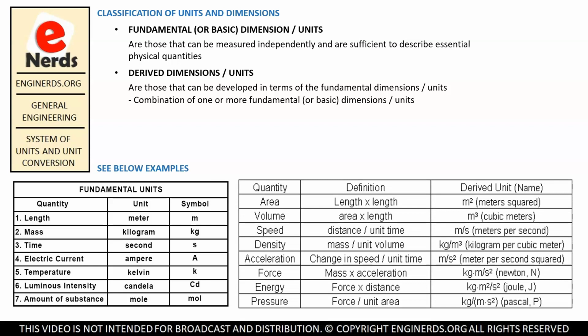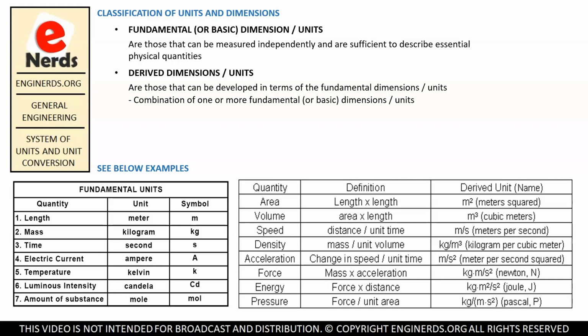So here are some examples. As you can see, we have here area, volume, speed, density, acceleration, force, energy, pressure, and there are a lot more derived units available, no? So anong ibig sabihin yan? Combination of one or more fundamental dimensions.